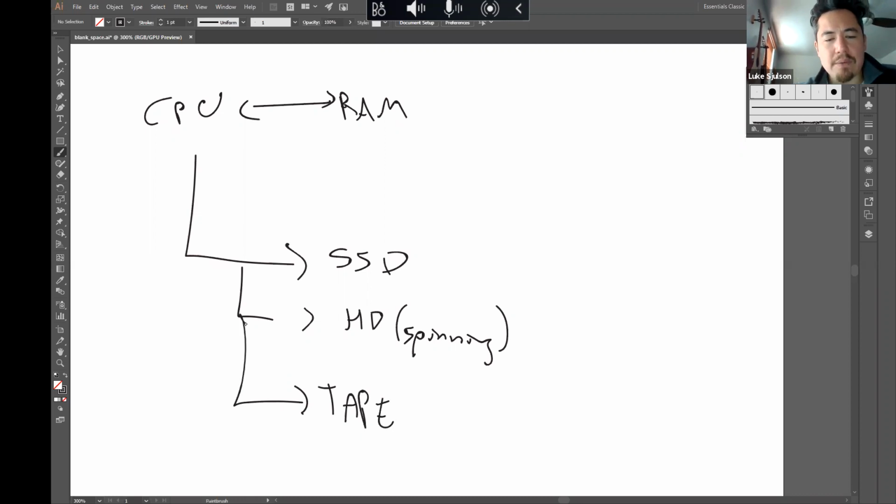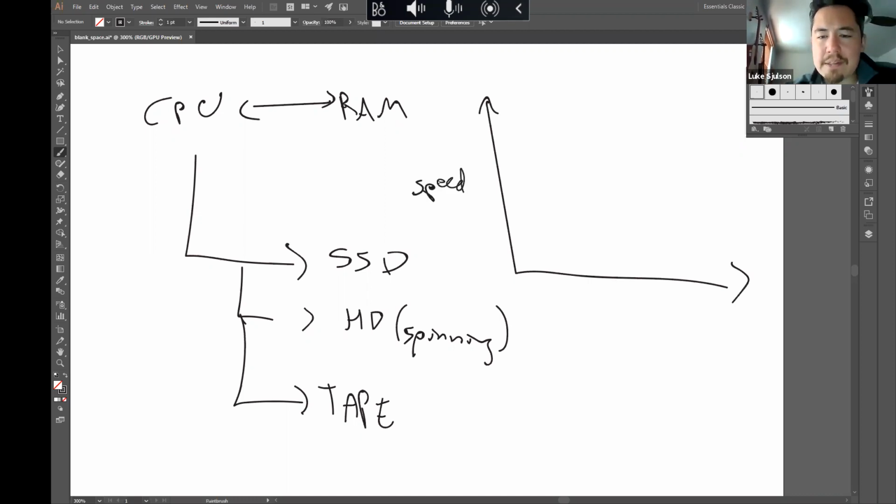If we were to plot speed versus cost, like cost per terabyte, RAM is very expensive.